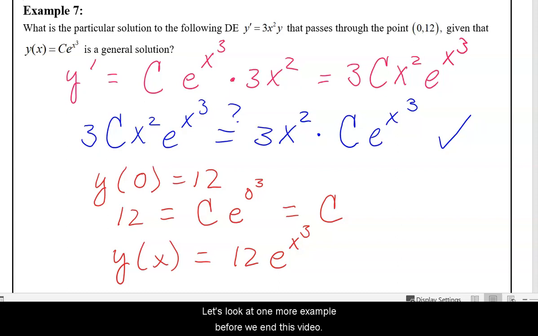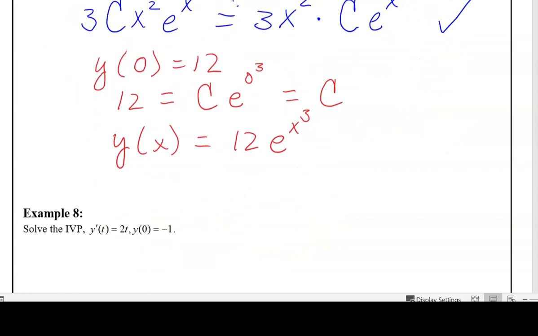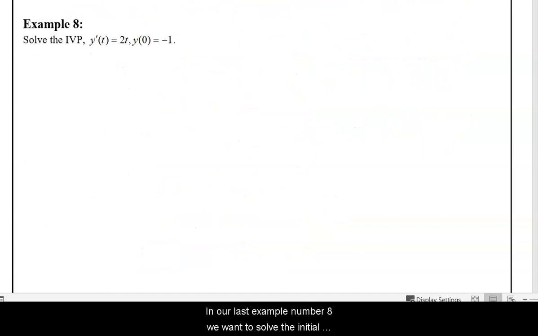Let's look at one more example before we end this video. In our last example, number 8, we want to solve the initial value problem y prime of t equal to 2t, and we're given the initial condition that when t is 0, y equals -1. In order to solve this, first we want to isolate the highest derivative if that's possible. In this case, it's already isolated on the left side. So we'll simply integrate the two sides with respect to x.